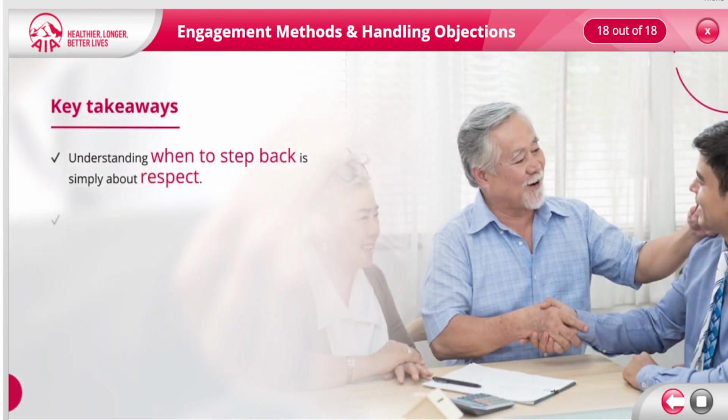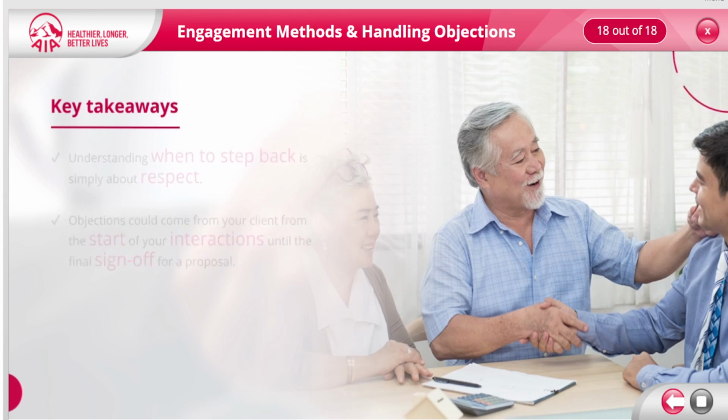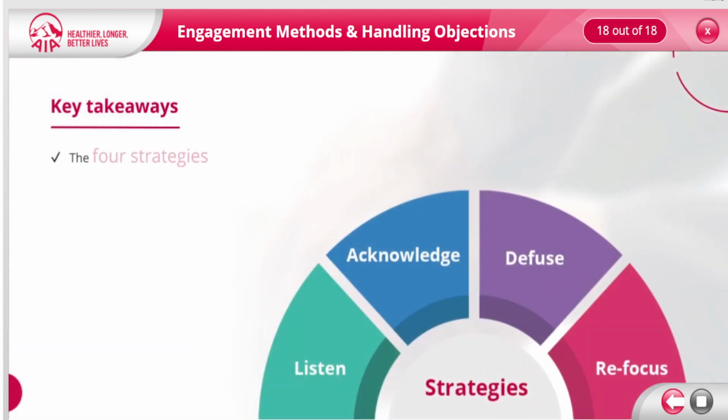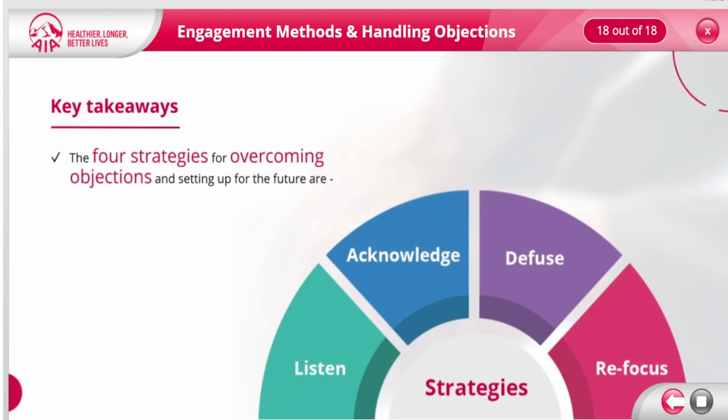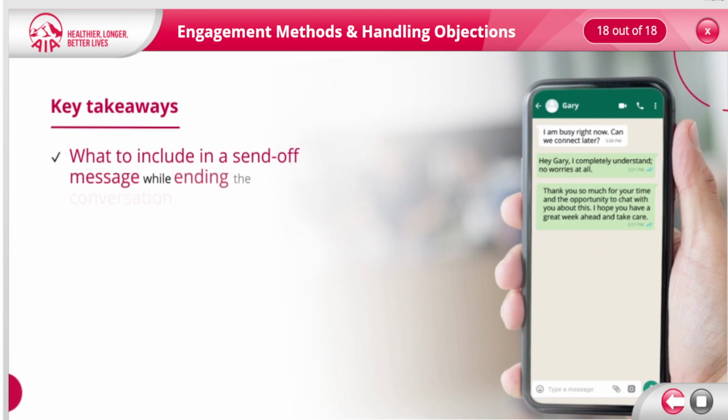We also discussed how objections could come from your client at any stage, from the start of your interactions until the final sign-off for a proposal, and how to make sense of it. We discussed the 4 strategies for overcoming objections and setting up for the future. The 4 strategies are listen, acknowledge, diffuse, and refocus. And finally, you learned about what to include in a send-off message while ending the conversation.